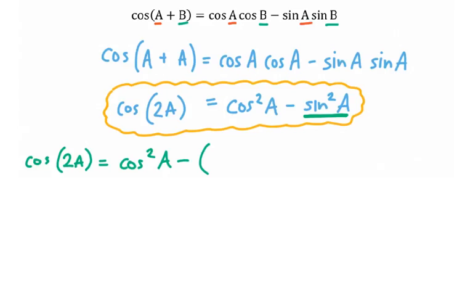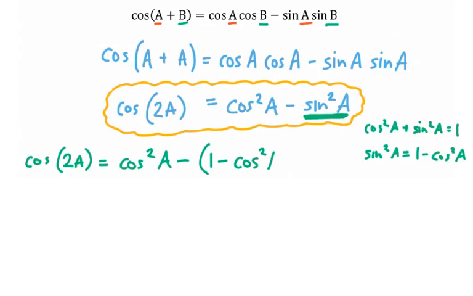We know from the past that cosine squared plus sine squared is equal to 1. So if I'm trying to isolate sine squared, that tells me that sine squared would be the same as 1 minus cosine squared. So right in the midst of this formula, I can replace the sine squared of A with 1 minus cosine squared of A. And if I spend a couple steps simplifying, I will arrive at an alternate form for cosine of 2A.